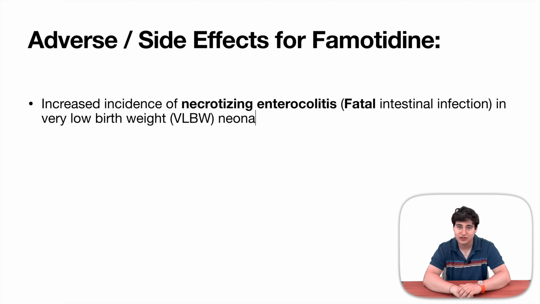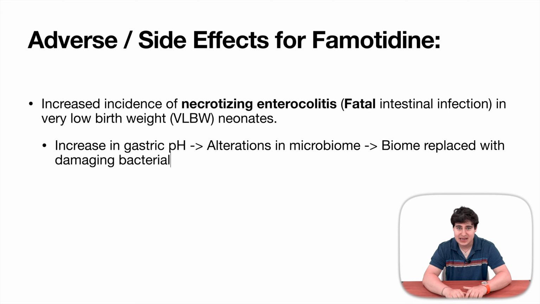Alright, so some adverse and side effects for Famotidine. This drug can increase your likelihood of having something called necrotizing enterocolitis. This is a serious thing because it can become fatal, and it's more prominent in premature babies with a very low birth weight. Research is a little shaky on why this can happen. What could happen is the pH within your intestines can increase. This is a problem because it can affect your microbiome. Simply put, a microbiome is the bacteria and other organisms within your intestines and your body.